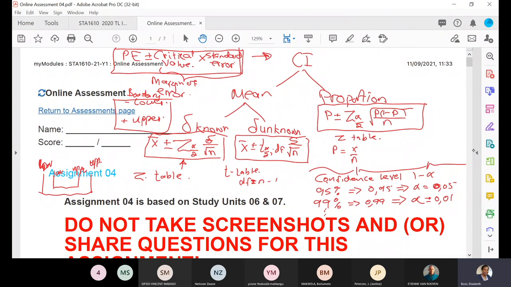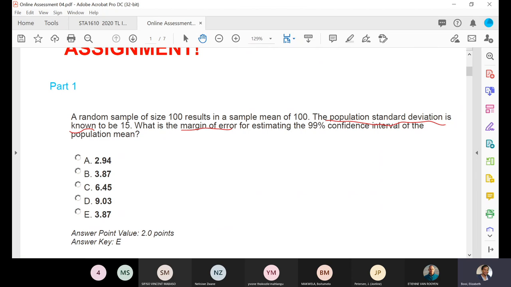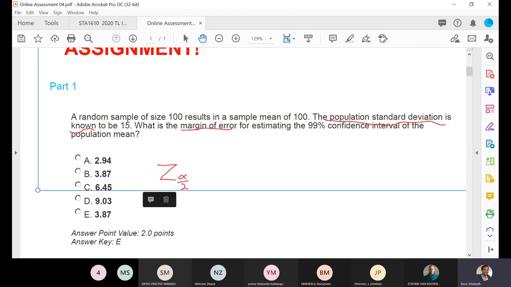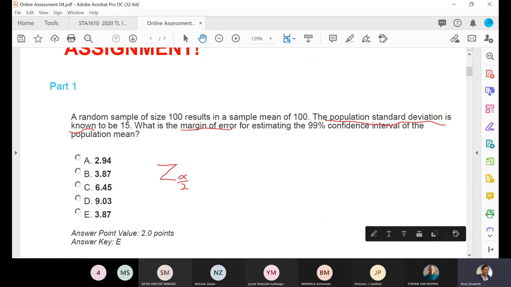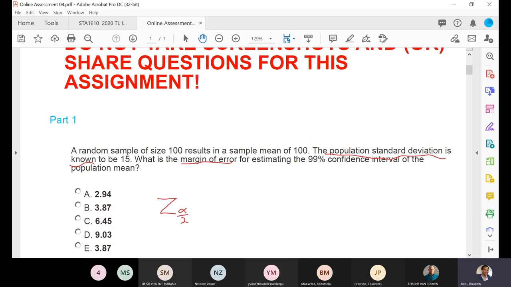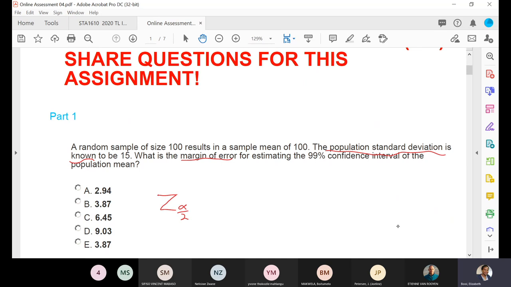So we just need to calculate Z alpha divided by 2 times the population standard deviation divided by the square root of n. I don't want to give you the answers before we calculate. So the first thing you need to do is go find your Z alpha divided by 2. How do we go find Z alpha divided by 2?